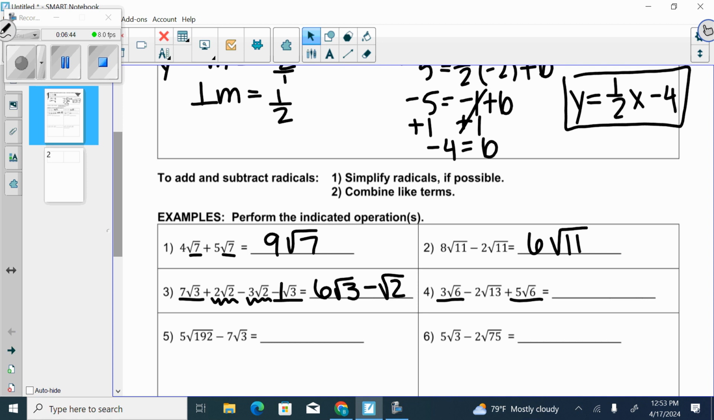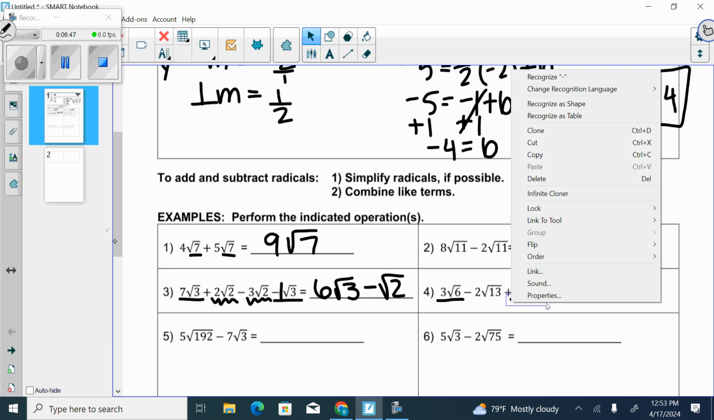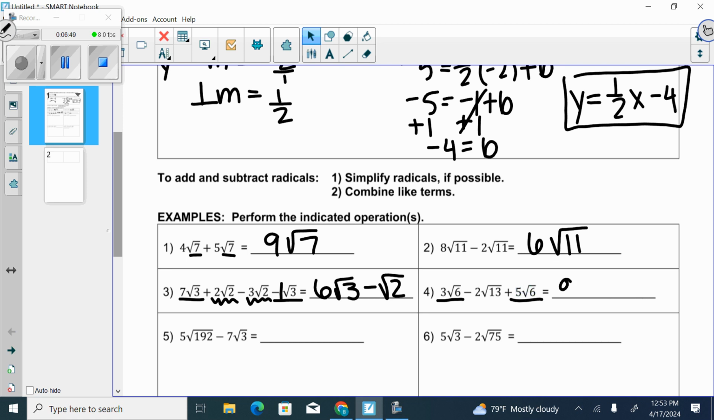Well, what does it say in front of the 5? Right? So I got 8 square root of, okay, and then what do I have after that? Right, and that's where I have to stop, because now there's no more like terms.